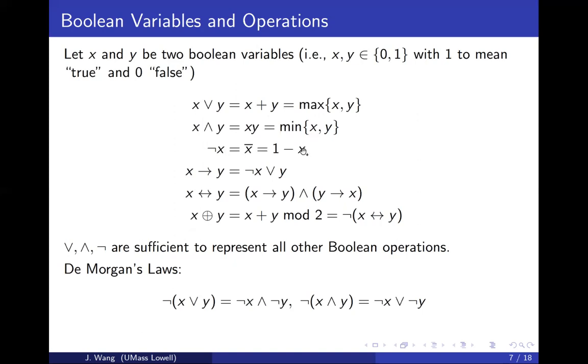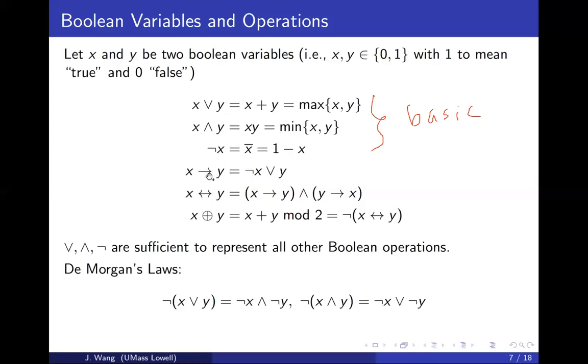If X is 1, then the negation is 0. Otherwise, if X is 0, it is 1. So these are the three basic operations, and this is what's needed. From here, we can define other Boolean operations.